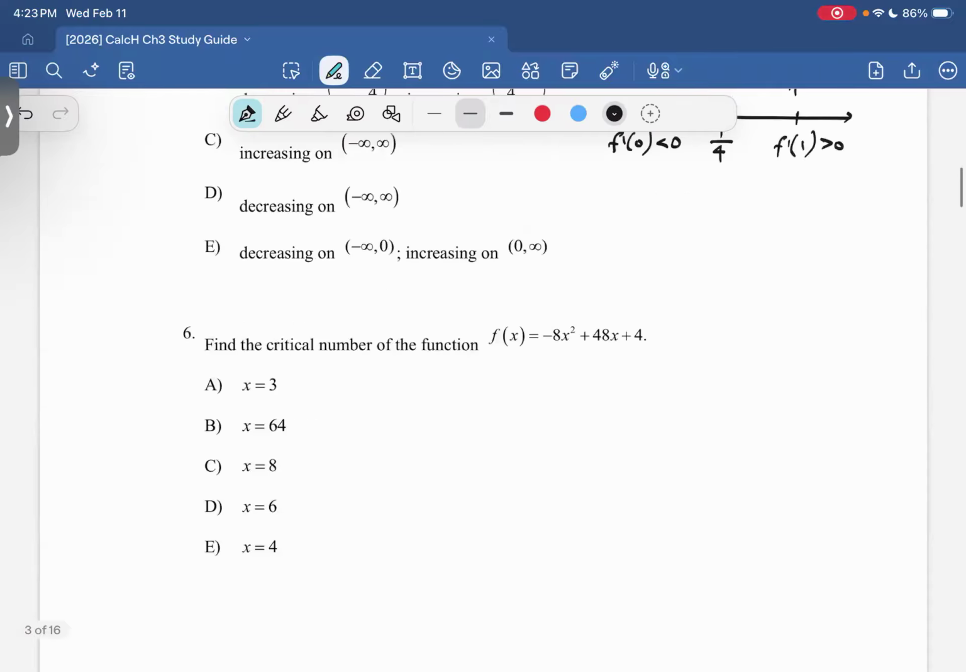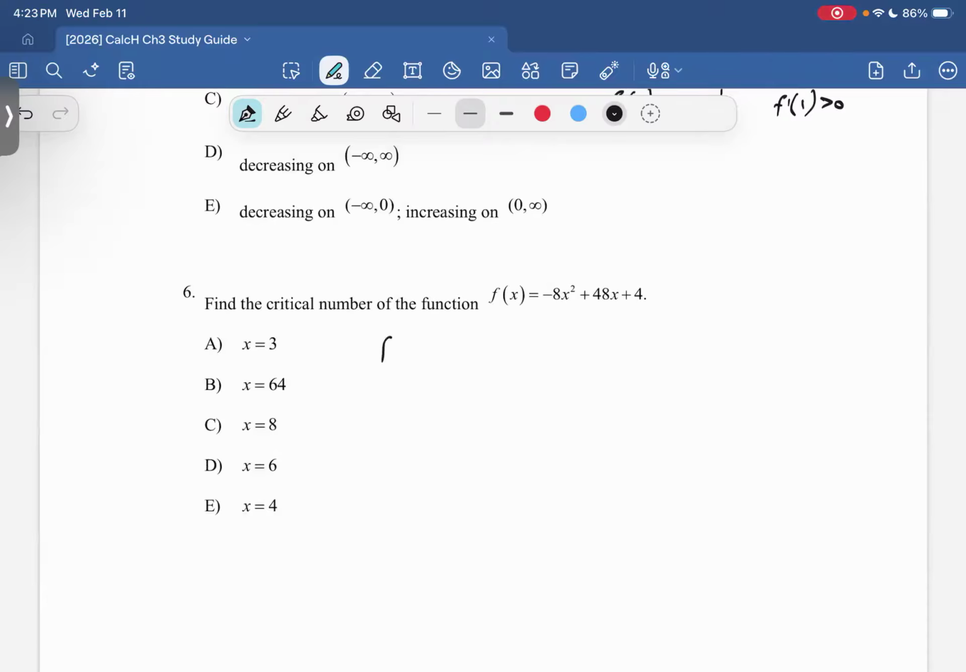Find the critical number of this function. All right, take the derivative, negative 16x plus 48. And this equals 0 when x equals 3.